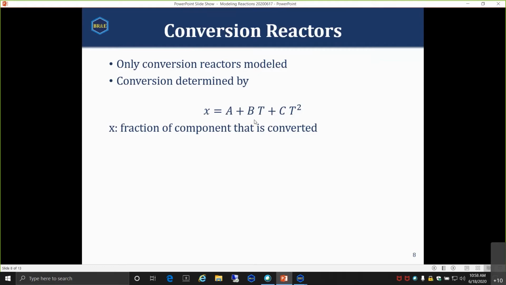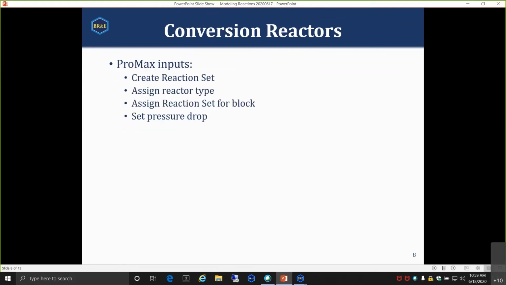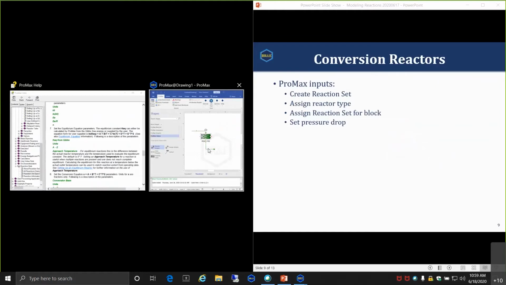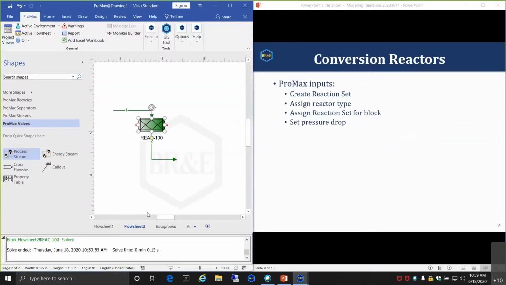You can have multiple conversion reactions listed, and you can adjust them in priority and a number of different things so that you can quickly and easily model a series of reactions that you know are going to reach a certain amount of conversion. This is a very simple, straightforward process. You create your reaction set again, you assign your reactor type, and you get your reaction set in the block, and then you set a pressure drop. Let me quickly go through this, and I'll show you how to do the conversion.